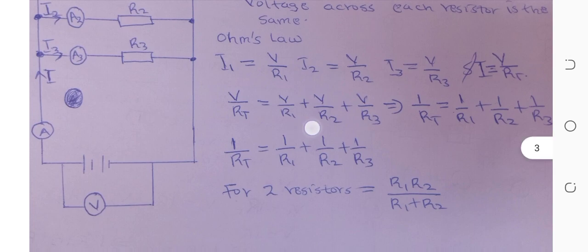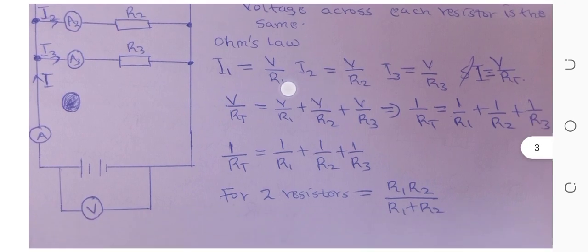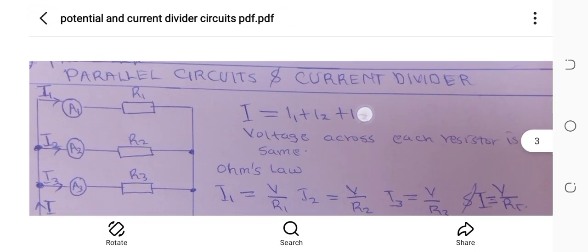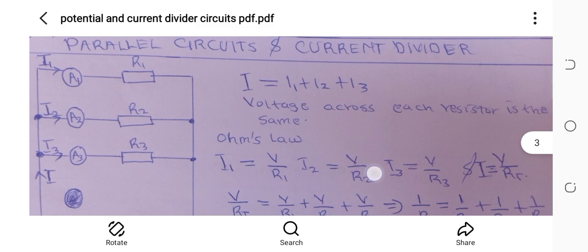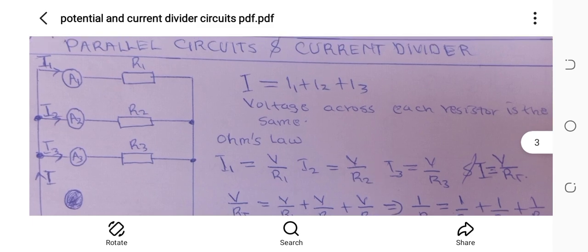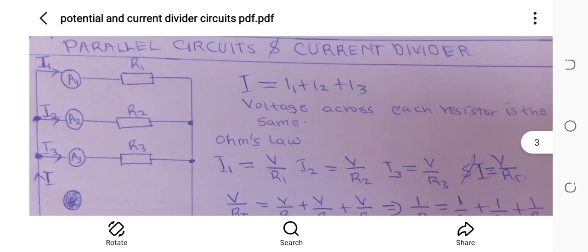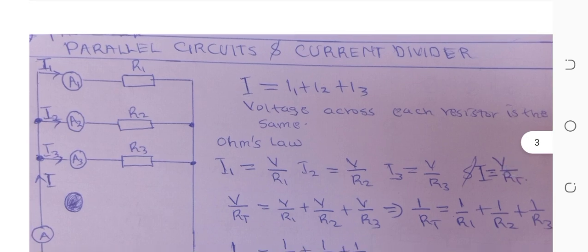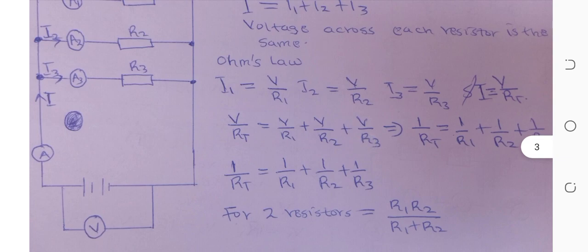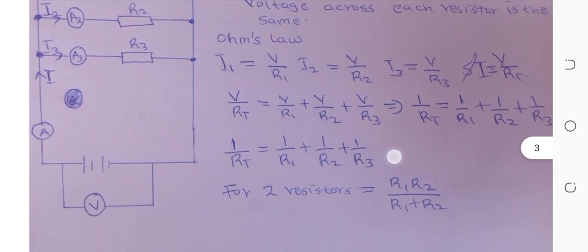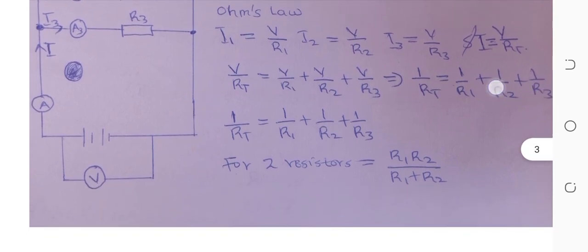So V all over RT, that is the total current, is equal to V all over R1 plus V all over R2 plus V all over R3, as we have said up here. This is what we are replacing. So we are replacing I1 with V all over R1, I2 with V all over R2, I3 with V all over R3, and then I with V all over R total. That is how you get this equation here.